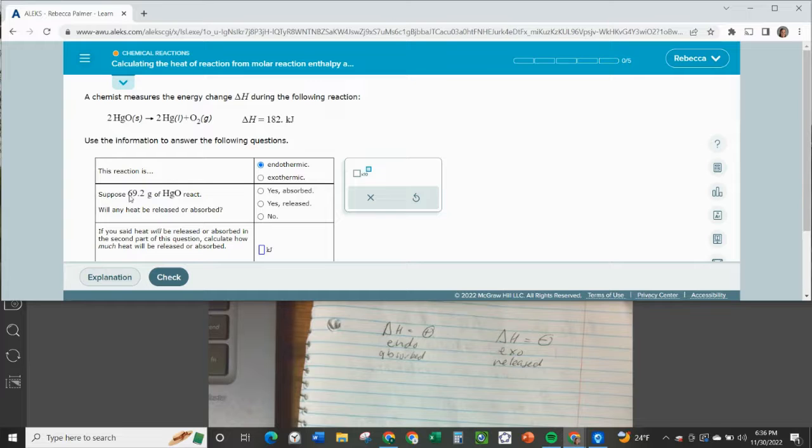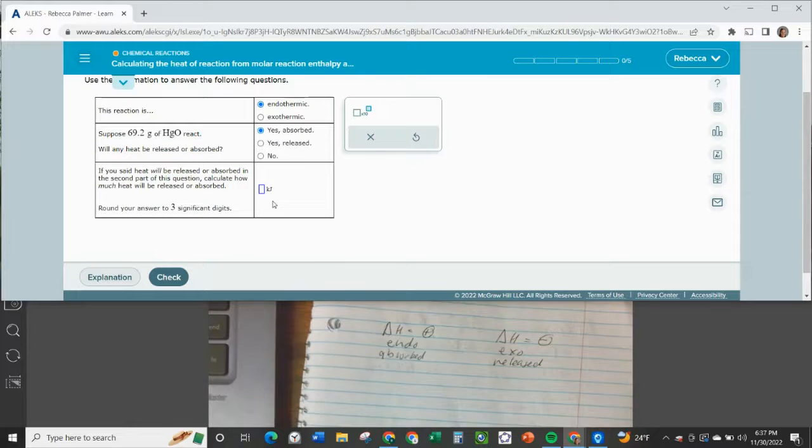Suppose 62.9 grams of mercury oxide react. So it did react. Will any heat be released or absorbed? So this is telling me this much is released or absorbed for this reaction. So if I have this much that reacted, then it's an endothermic reaction. So yes, it is absorbed because it's endothermic. I have not seen this question be no, so watch out. Always double check, but it's always going to be yes. It's either going to be yes absorbed or yes released.